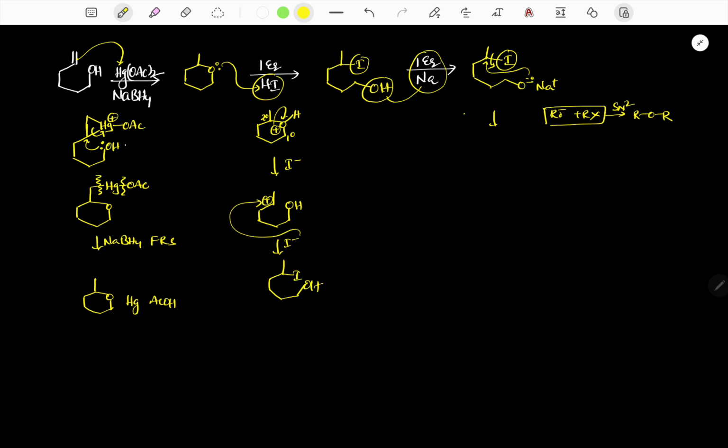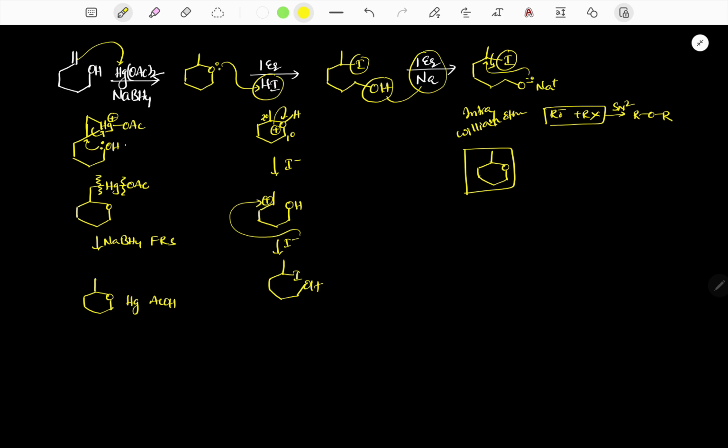Similarly this one also is Williamson ether synthesis. Therefore the final product is like this, an intramolecular SN2 Williamson ether synthesis. The first reaction is oxymercuration-demercuration, the second reaction is ether cleavage with HI, the third reaction is first acid-base and then Williamson ether synthesis.